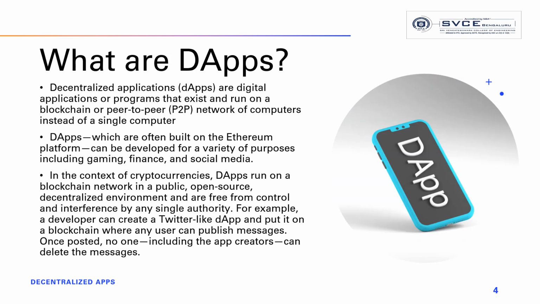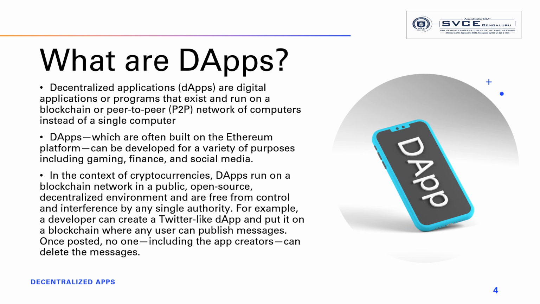So what are basically DApps? Decentralized applications, DApps, are digital applications or programs that exist and run on a blockchain or peer-to-peer network of computers instead of a single computer. So decentralized applications that run on a blockchain network, these are basically DApps. They are designed to provide an alternative to centralized applications, which are controlled by a single entity and are prone to censorship, data breaches, and other forms of manipulation. DApps are built on the principles of decentralization, transparency, and immutability, which makes them more secure and trustworthy.